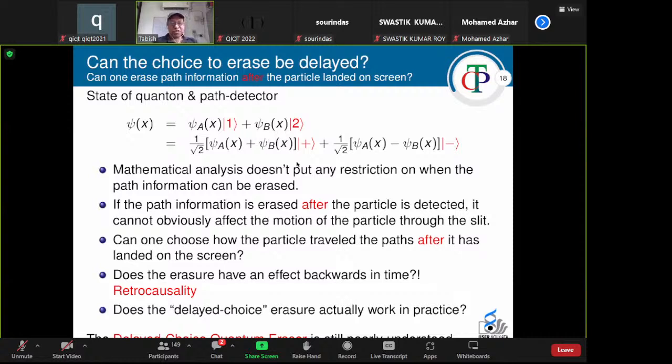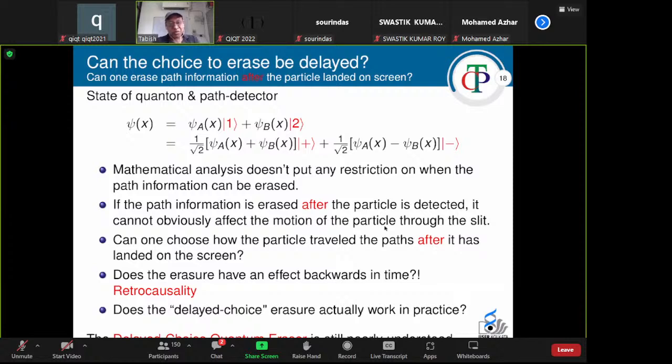As you can see from here, for people who are familiar with entanglement, the mathematical analysis doesn't put any restriction on when the path information can be erased. Whether you detect the particle first or these path detector states later, it should not make any difference in the results which you get. So if the path information is erased after the particle is detected, obviously it cannot affect the motion of the particle through the slit.